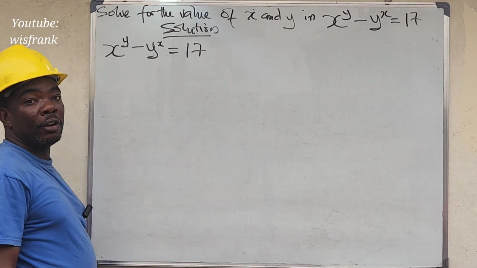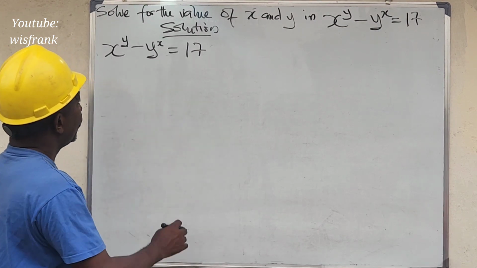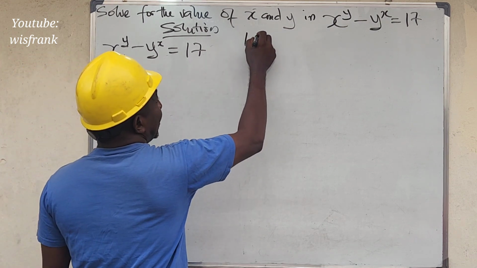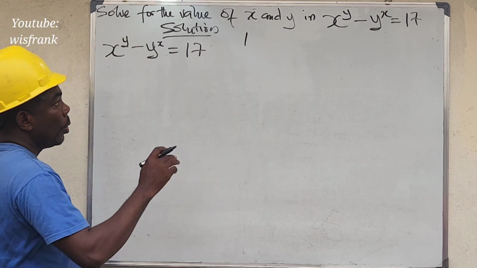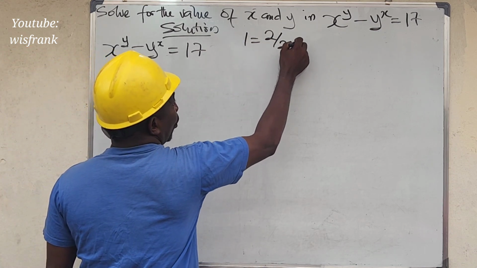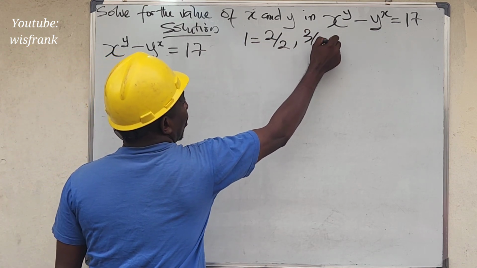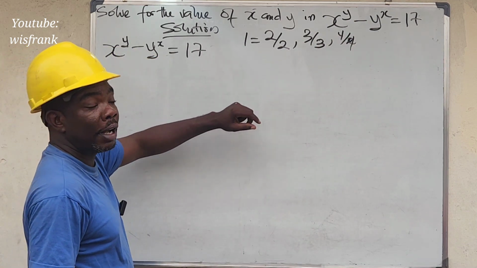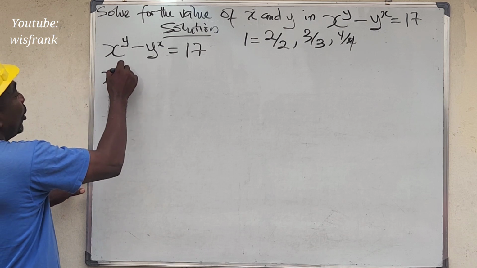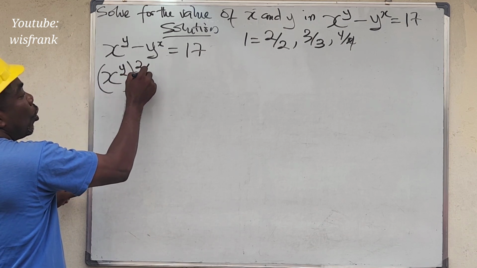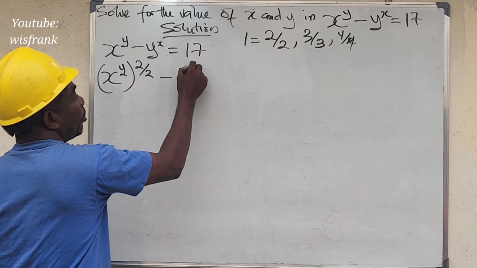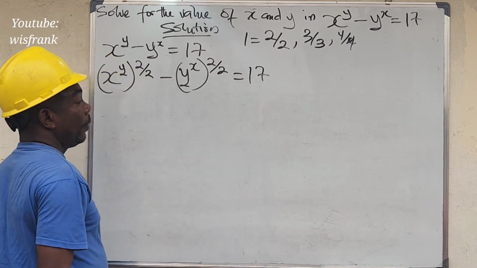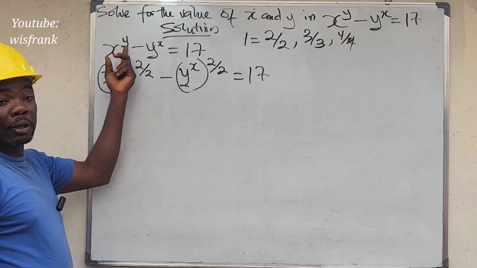For us to find the value of these variables, what we are going to do is multiply by the power of 1. And 1 can be written as 2 all over 2, or 3 all over 3, or 4 all over 4, whatever be the case. So we are going to take 2 all over 2. So this can be written as x to the power of y all to the power of 2 all over 2 minus y to the power of x all to the power of 2 all over 2 equals 17. You can see that when we cancel this, it still goes back to what we have here.